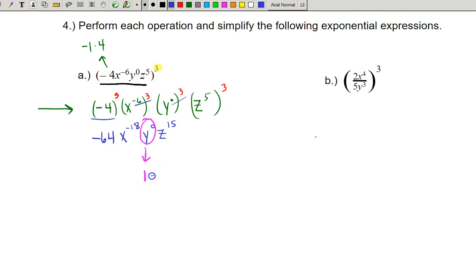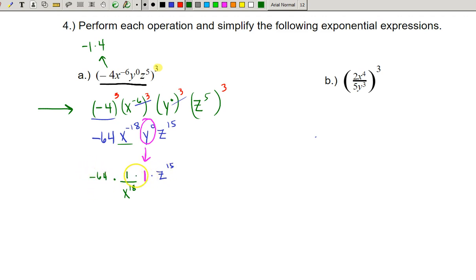So I'm going to have z to the 15th stay basically the same thing. I'm going to have x to the -18th. Remember, I don't want negative exponents here. So I'm going to change this. Instead of x to the -18th, I'm going to go ahead and change it to a 1 over x to the 18th. And I'm going to bring down the -64 as well. I don't have to do anything with that. Just going to leave it as -64.